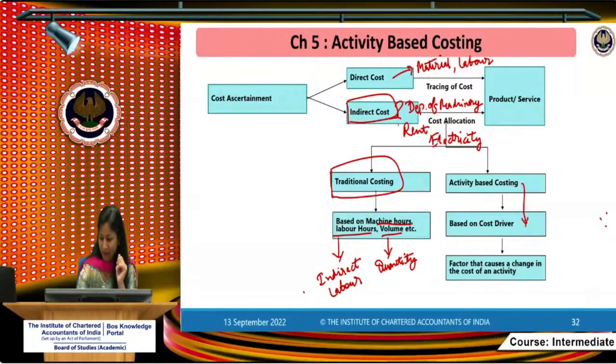I hope you are clear about the concept of ABC, why we do this. And we can understand this with the help of a question which we have given in the RTP, which is actually a very lengthy question, but we have provided it for practice purposes so that all the concepts are clear by one single question. So let's start. Before that, let's see if we have any queries.